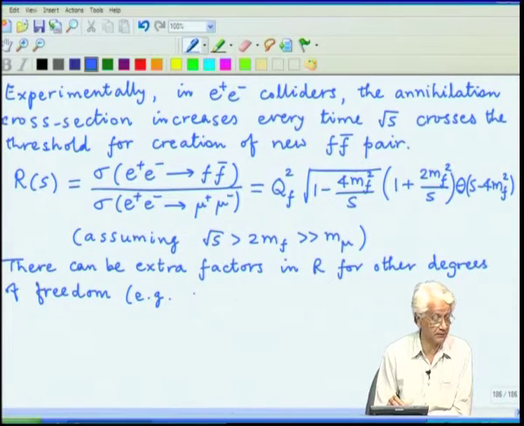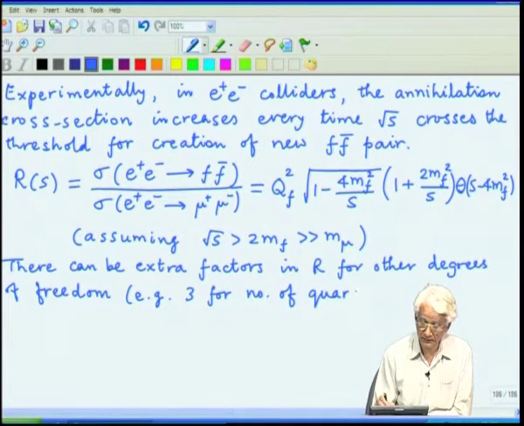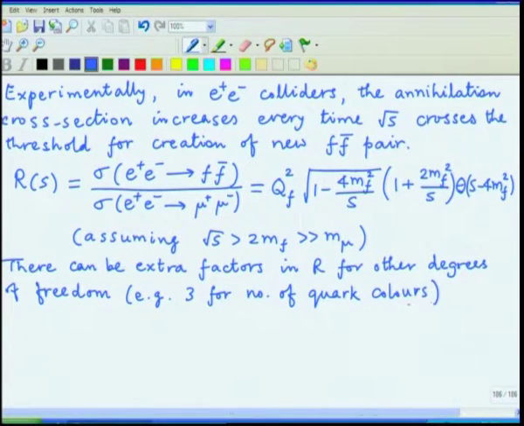For example, there is a factor of 3 for number of quark colors. So, when a quark gets produced, it can be produced in any one of the 3 color, and we have to sum over the possibilities. So, R is actually larger by a factor of 3 compared to this formula in case of quarks, and that can be easily included, and what can be then seen is a successive steps in case of hadron.